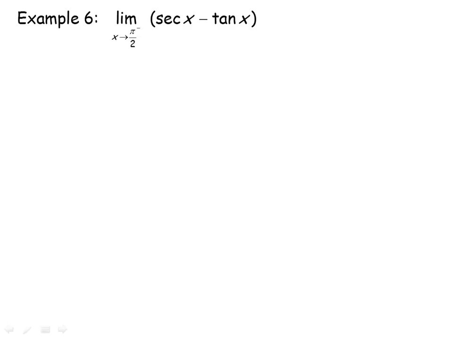What'd you come up with in your calculator? You should come up with an error. When we come up with errors, what does that mean? Infinity. What is tangent of 90 degrees? That's going to be infinity again. So what we're going to have is infinity minus infinity.